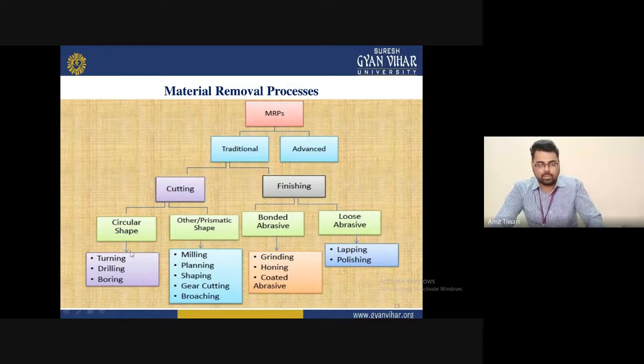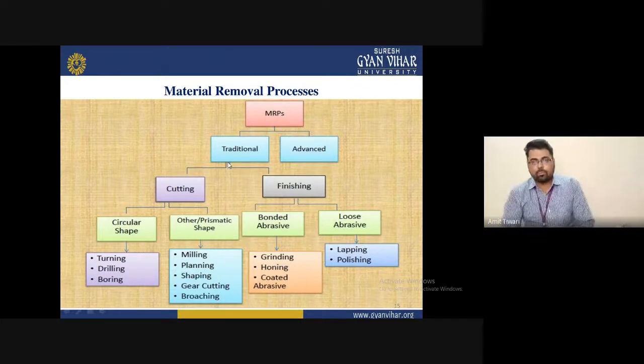Under the circular shape, the operations performed are turning, drilling, and boring. Under the prismatic shape are milling, planing, shaping, gear cutting, and broaching. Under bonded abrasive are grinding, honing, and coated abrasives, and under loose abrasive are lapping and polishing. This is the basic flow diagram of material removal processes.